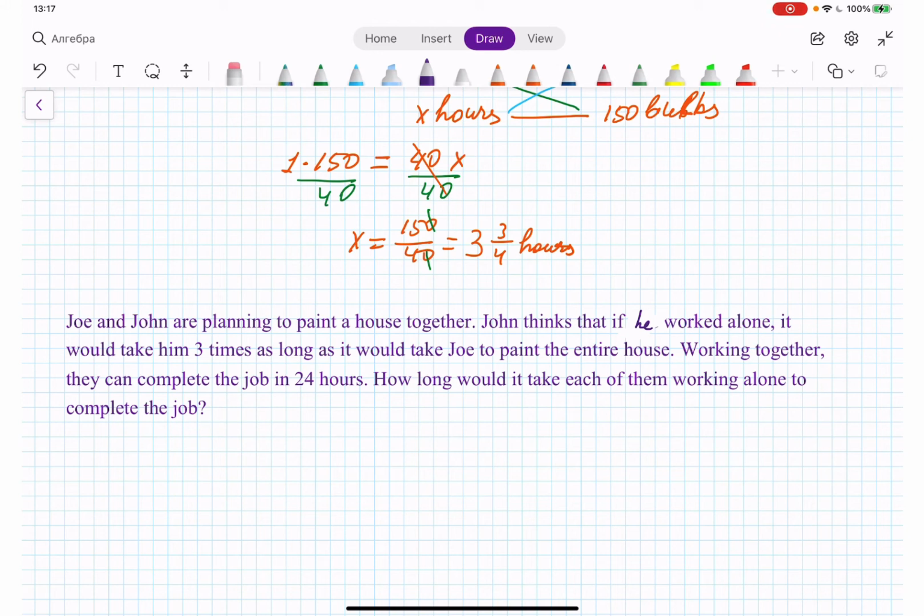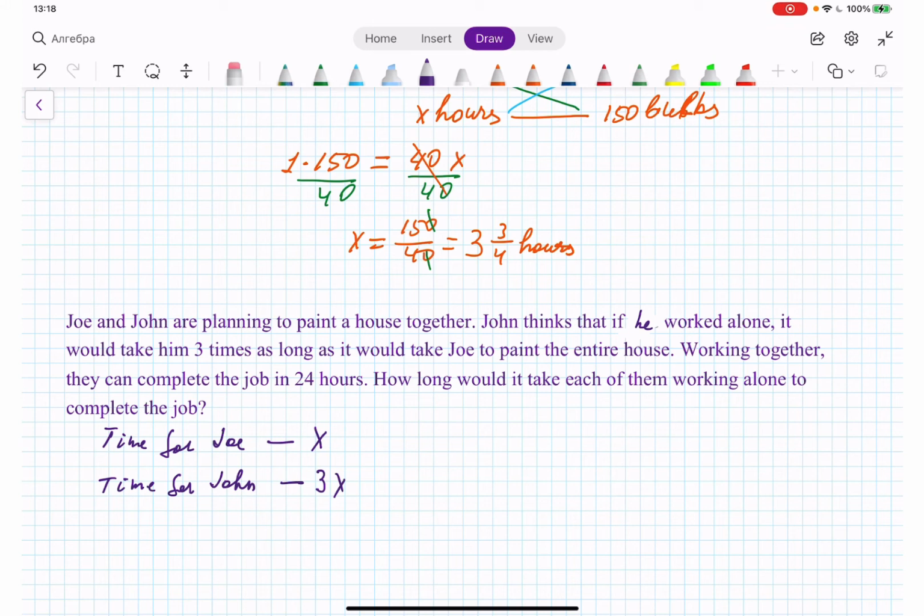So, time for Joe to complete the entire house is x. Time for John to complete the entire house is going to be 3x, right? Because it says John thinks if he would work alone, it would take him 3 times as long as it would take Joe to paint the entire house. So if Joe paints for x hours, then John would take 3x hours.